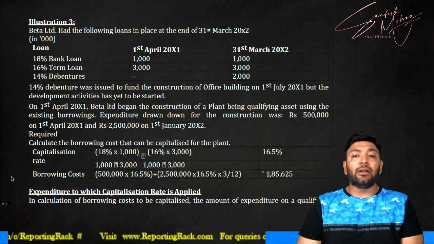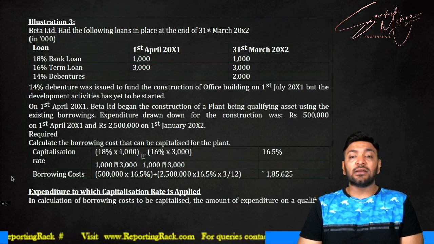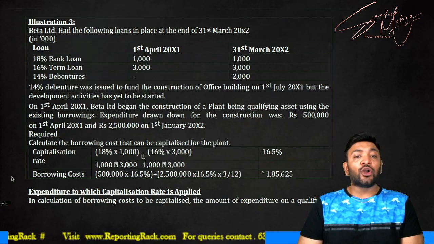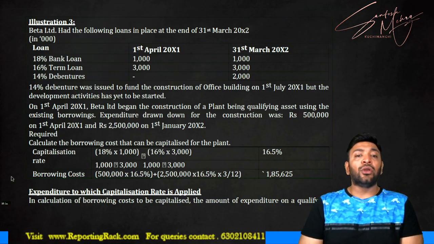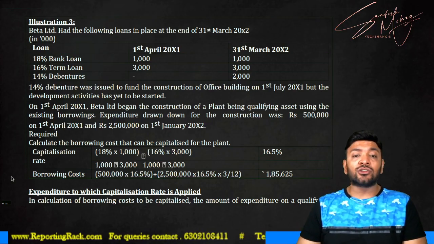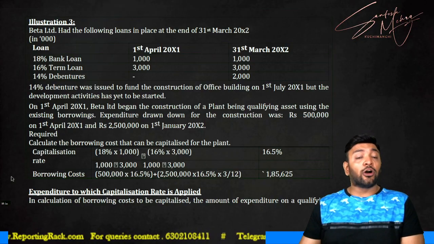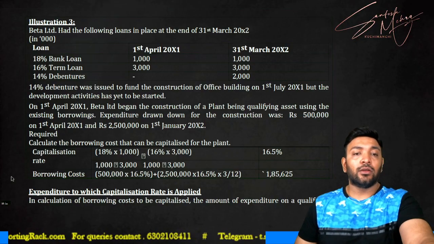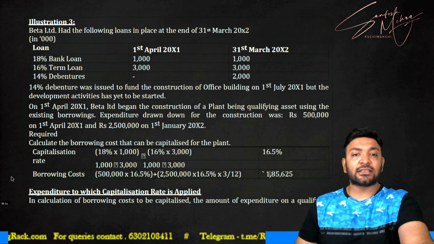Expenditure drawn down for the construction purpose was 5 lakhs on 1st April, 25 lakhs for 1st Jan 2012. You are required to calculate what is the borrowing cost eligible to be capitalized for the plant. For the plant, he is asking. 5 lakhs and 25 lakhs.